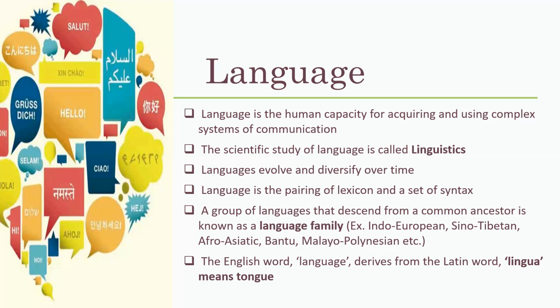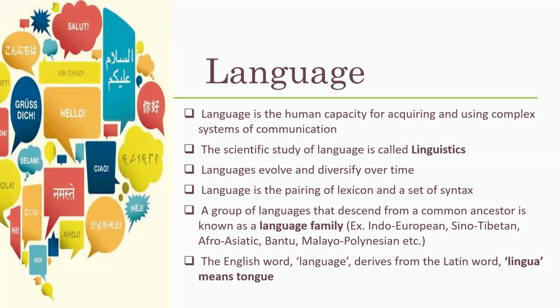And language can be considered as the pairing of a lexicon with a set of syntax. Lexicon means words. So the words will be paired together to form a sentence, and the word order, sentence formation, is what we call syntax. So it is the pairing of different words with a set of syntax, how words can be put into order and organized to form a sentence.